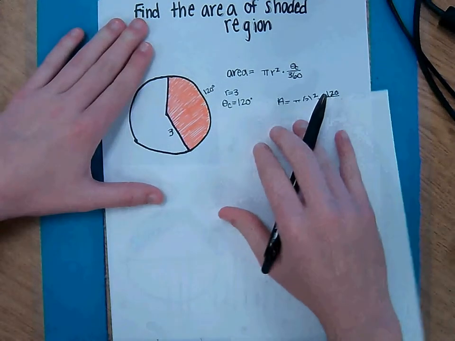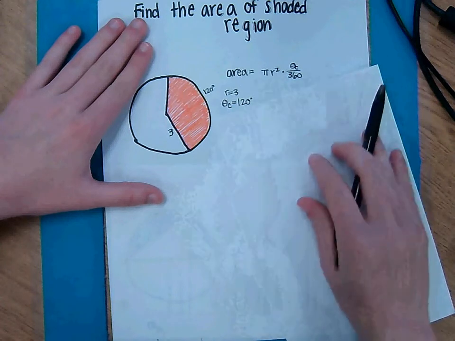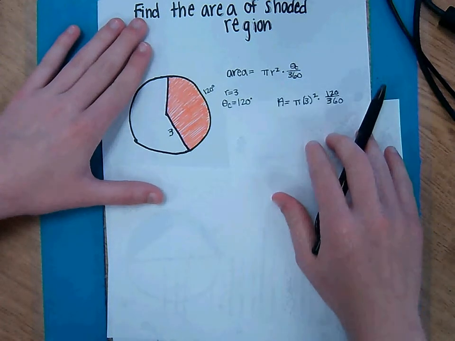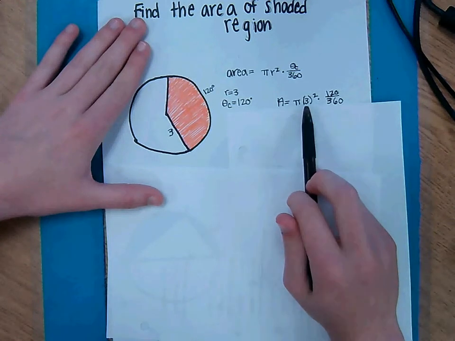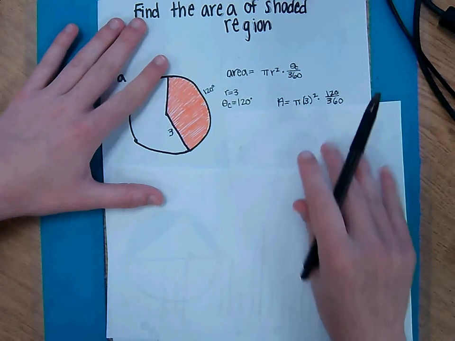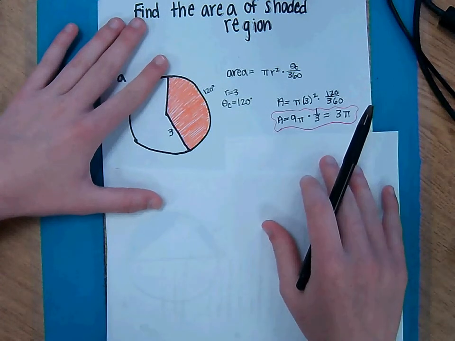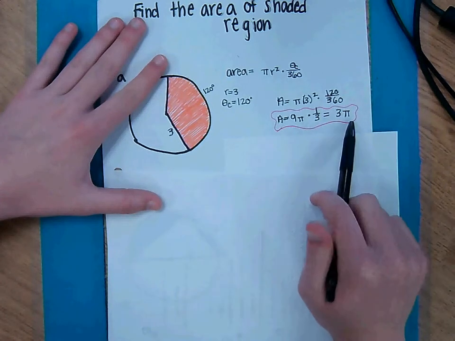So you write down what you know. You know that r equals 3 and that the central angle is 120. You're just going to plug it into your formula. So your area is pi times 3 squared times 120 over 360. And that'll give you 9 pi times 1/3, which is just 3 pi.